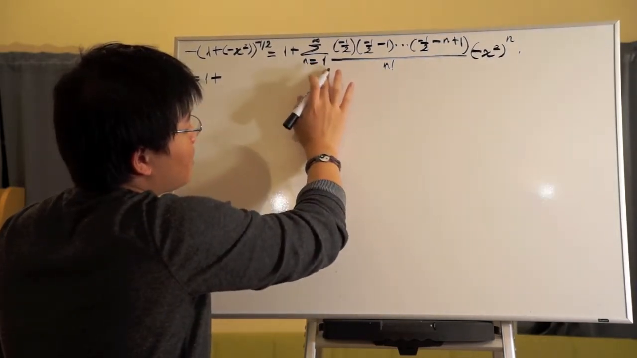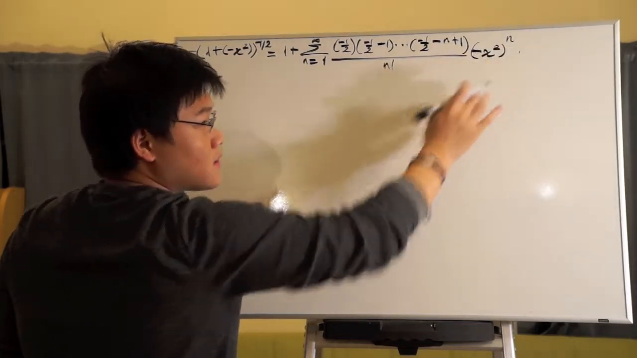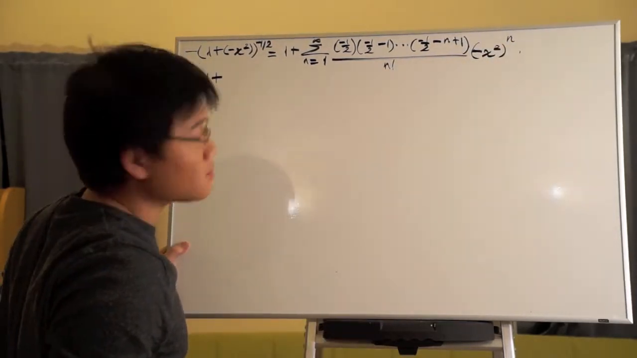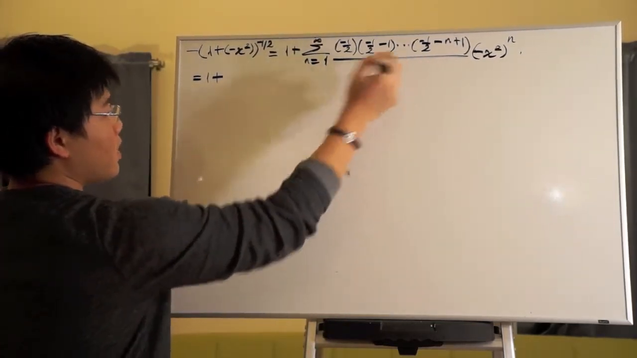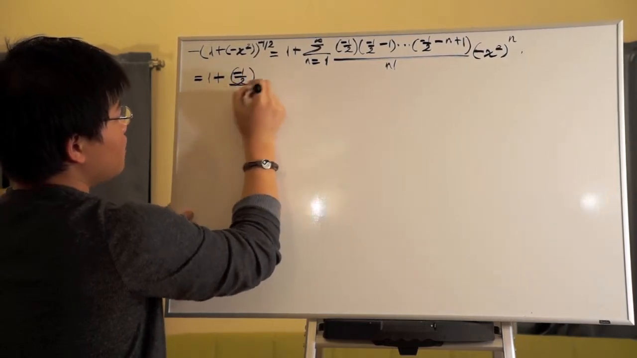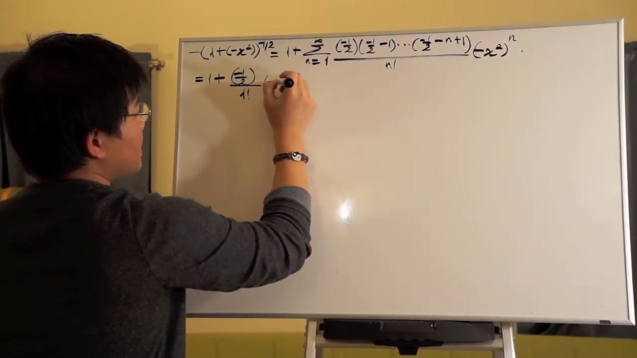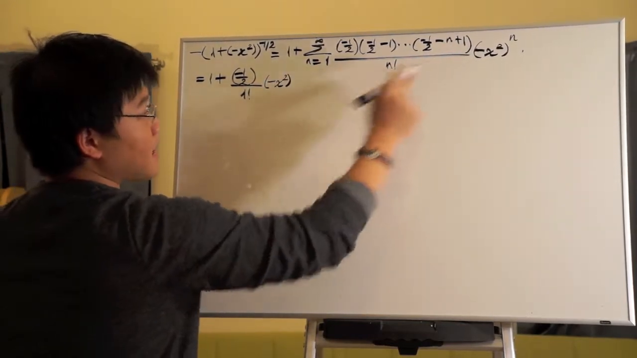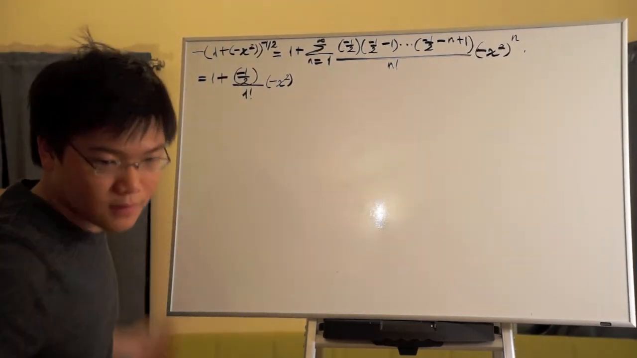So n equal to 1. 1 factorial, that's 1. And here's 1, so that's just minus x squared. So we go ahead and write that minus 1/2, over 1 factorial, minus x squared, because n is 1, so we just leave it that way. Okay, so what is the next term that we have?